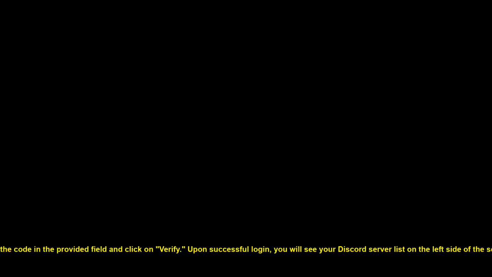If you have enabled two-factor authentication, a prompt will appear. Retrieve the code from your authentication app or the SMS you received. Enter the code in the provided field and click on Verify. Upon successful login, you will see your Discord server list on the left side.